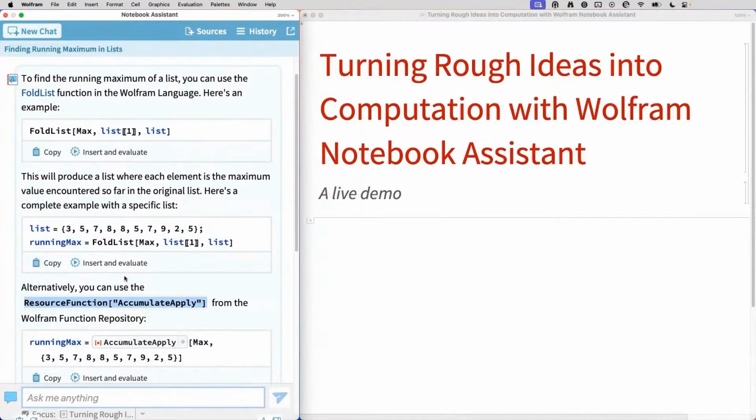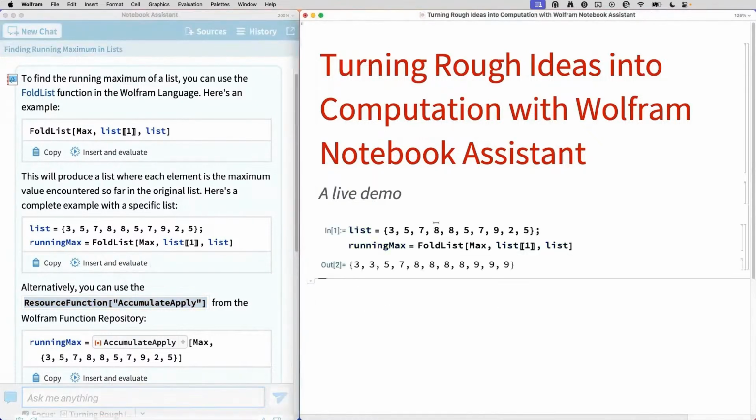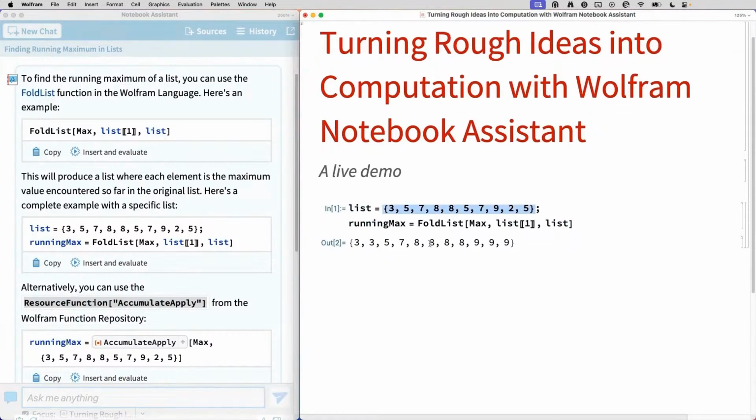Now, Notebook Assistant gives us this answer, and it gives us this code. Something that's quite useful is you'll notice that not only can we copy the code, we can insert and evaluate the code here. If we click this, we get this, and we can see that indeed for this example list it has come up with, the largest element starts at 3, then it stays at 3, and then 5, 7, and once it hits 8, we stay at 8 because 8 is the largest entry. 7 isn't larger, 5 isn't larger. Once we hit 9, we stay at 9 because 9 is the largest entry. And there we go. That does what we'd like.